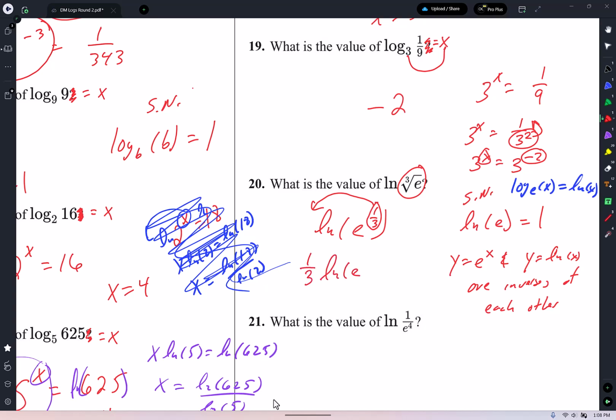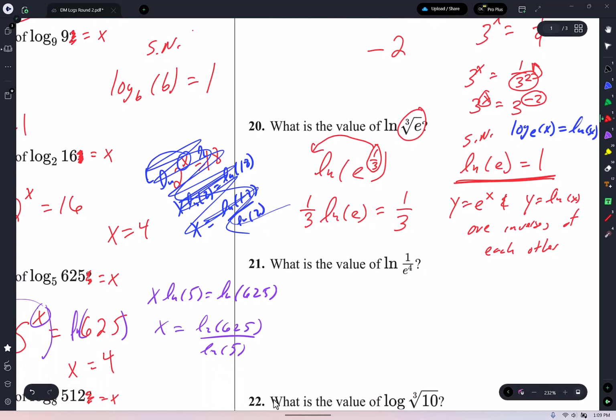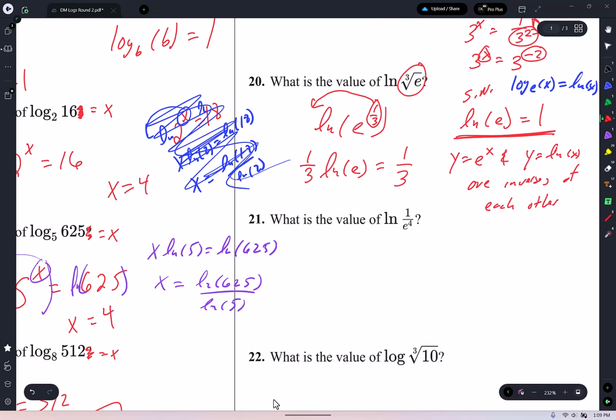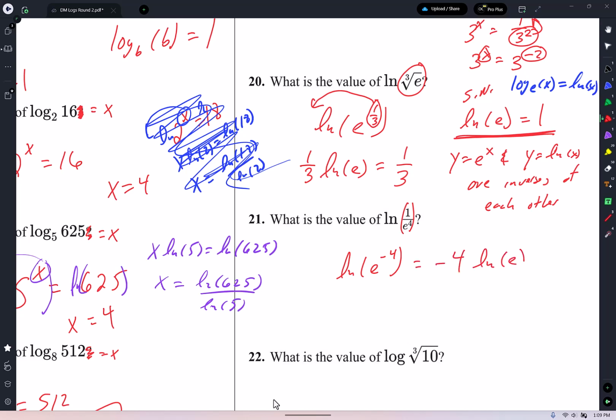1/3 ln of e. And we just told you that ln of e is 1. So if ln of e is 1, that means this is just going to be 1/3. It's not enough. What do I do with this? Bring the e to the 4 up. So that's ln of e to the -4. And then just use the power rule. Bring that -4 to the front: -4 ln of e. And there it is, guys.